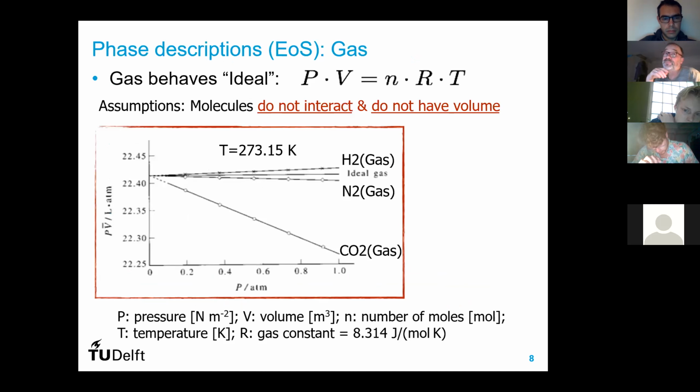Now, so far we looked mostly into ideal behavior, and I only touched a little bit on what's happening when it's not ideal.